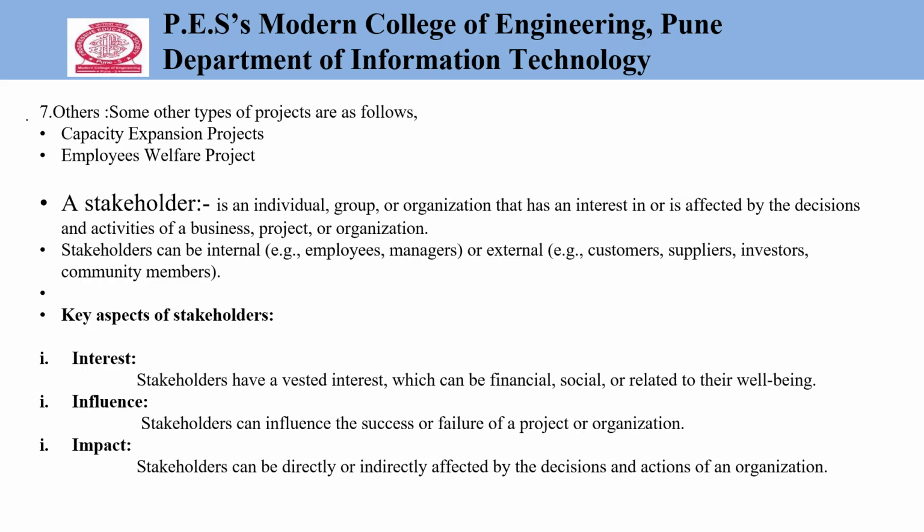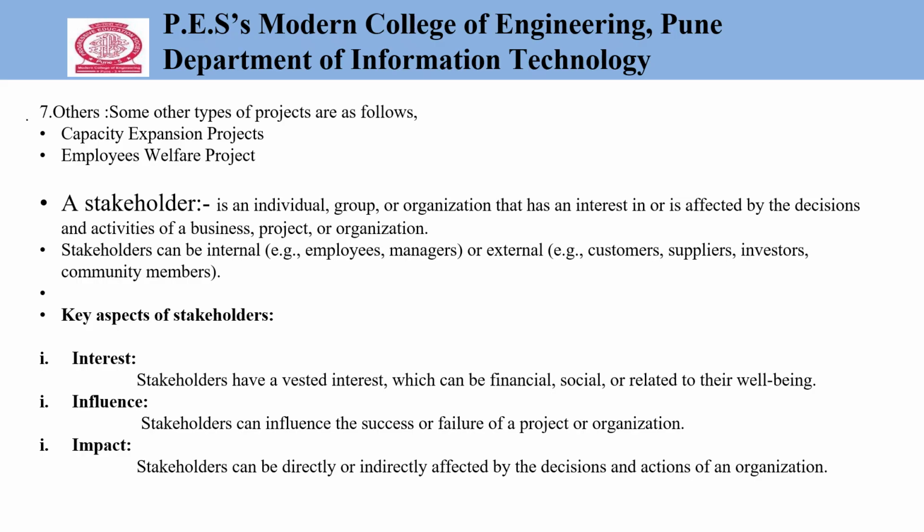Now the next term, that is what is a stakeholder. So what is a stakeholder? It is an individual, group, or organization that has an interest in or is affected by the decisions and activities of the business, project, or organization. So stakeholders can be internal or external.